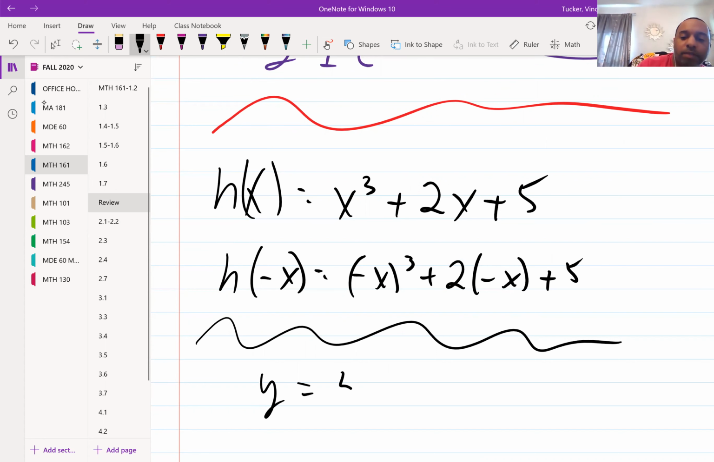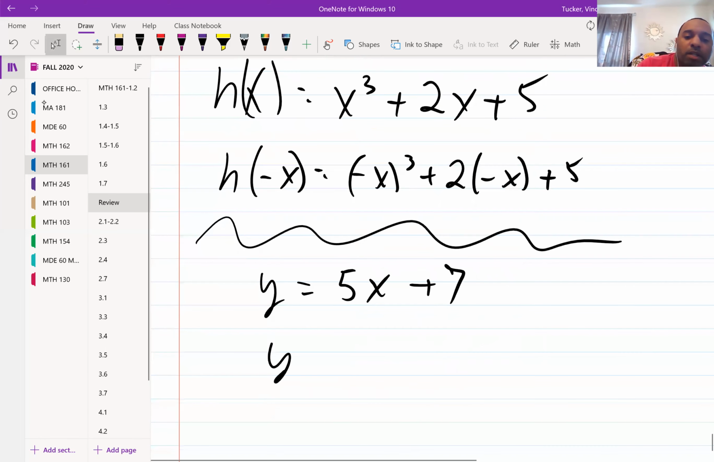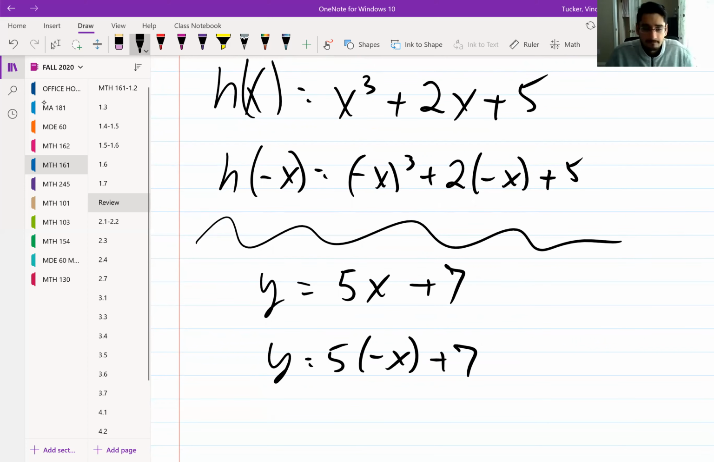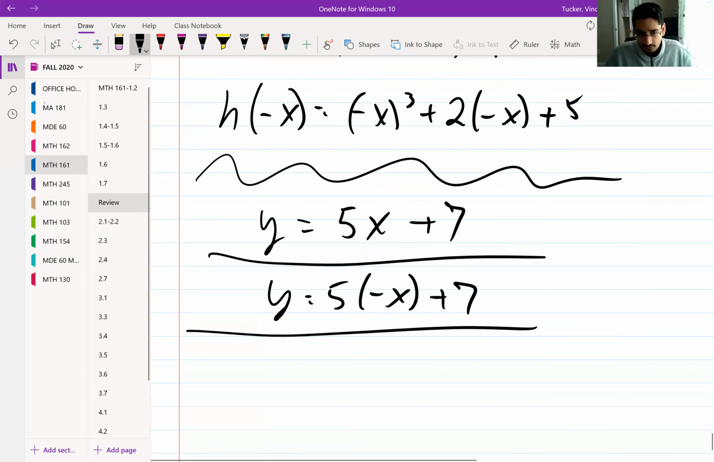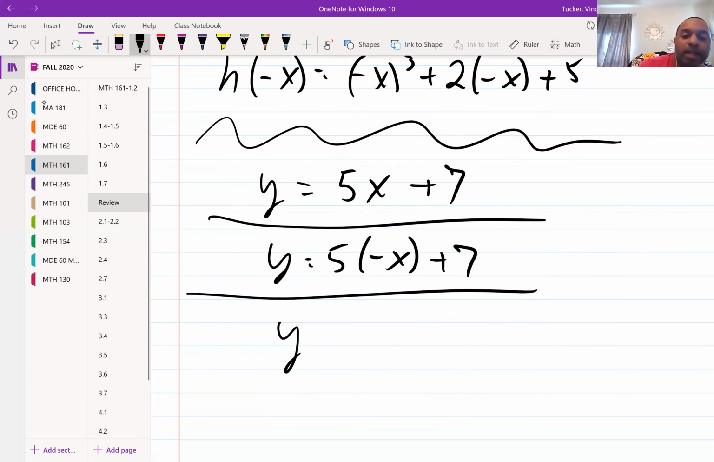Let's say if I'm just going to use something simple, then I would plug in negative x here to see if I get the same thing. And if I'm testing for symmetry for the x-axis, then I'll plug in negative y and leave the x the same.